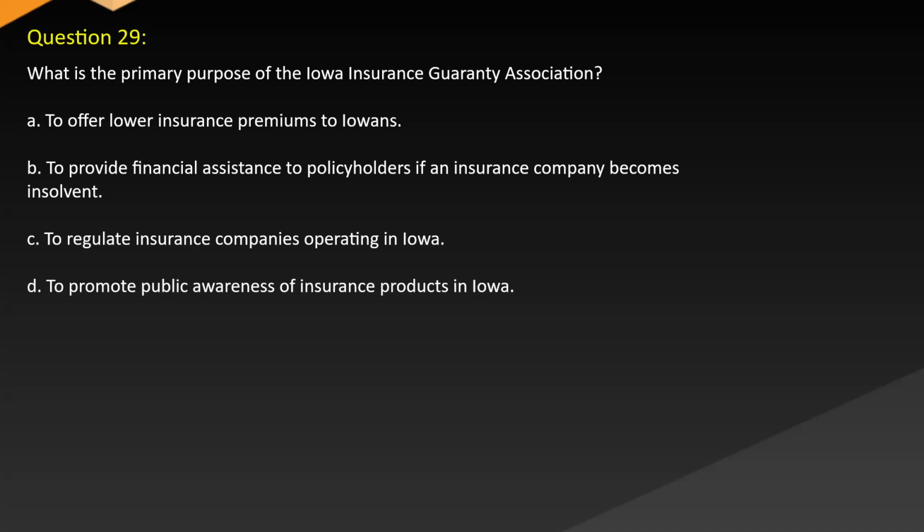Question 29. What is the primary purpose of the Iowa Insurance Guarantee Association? A. To offer lower insurance premiums to Iowans. B. To provide financial assistance to policyholders if an insurance company becomes insolvent. C. To regulate insurance companies operating in Iowa. D. To promote public awareness of insurance products in Iowa.